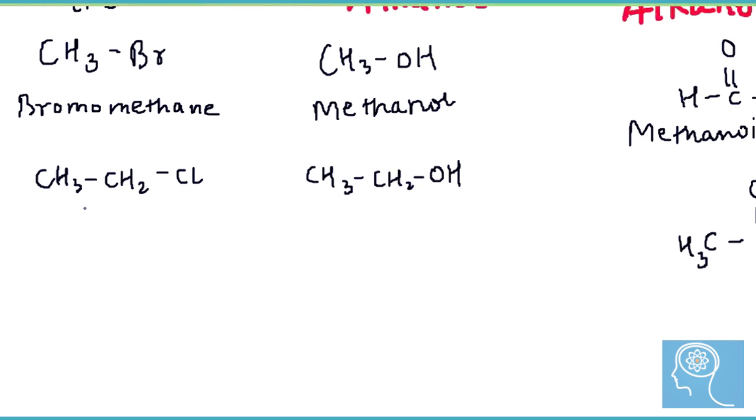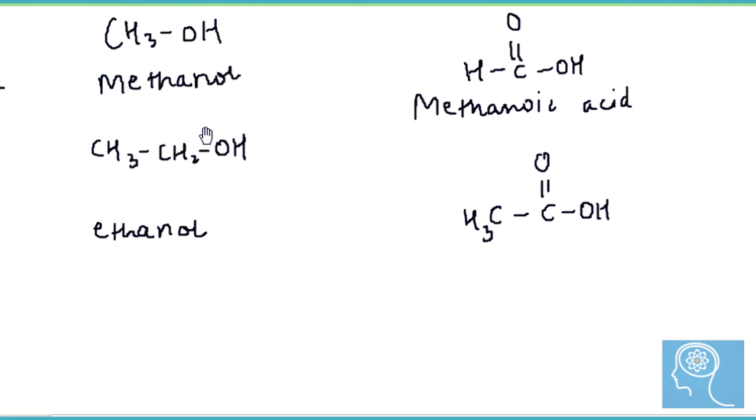Hope you tried this. So this was ethane, but now we have replaced a hydrogen atom and attached chlorine. So it becomes chloroethane. Similarly, it becomes ethanol: replace E from ethane by OL. And this was a two carbon containing acid, so replace E from ethane by oic acid. So it becomes ethanoic acid.